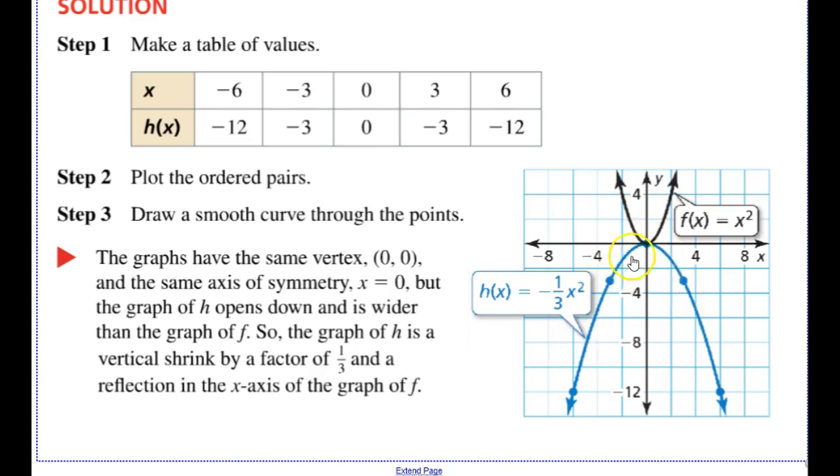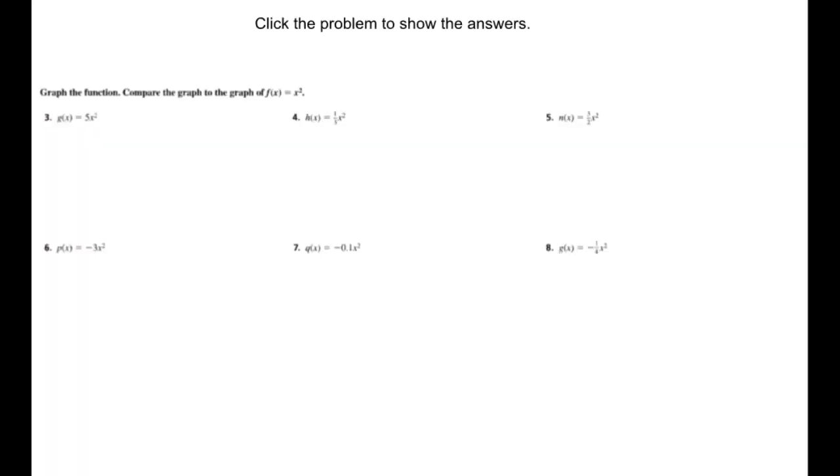But this one opens down, so the range will be different. Instead of my range being greater than or equal to 0, it's going to be less than or equal to 0, because it's down below my x-axis.